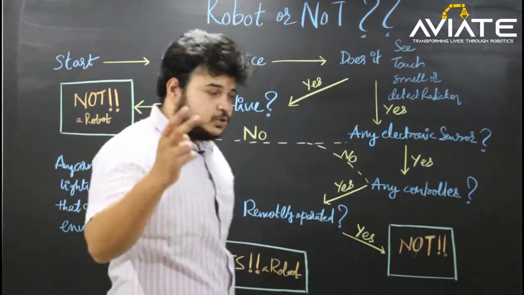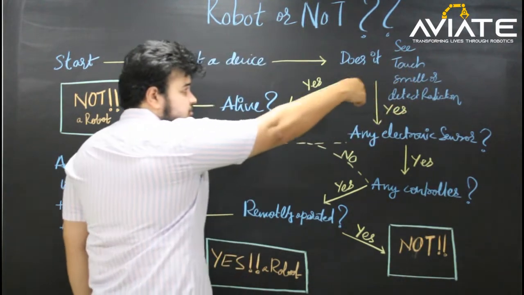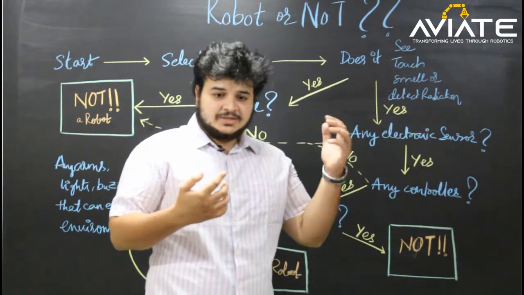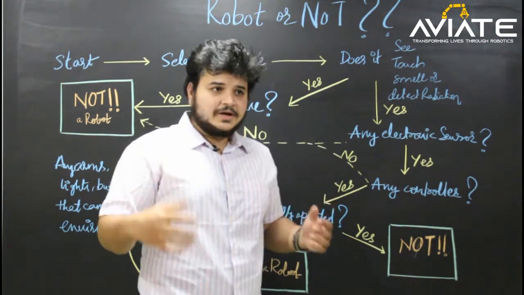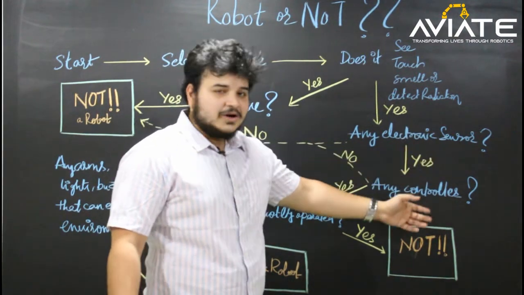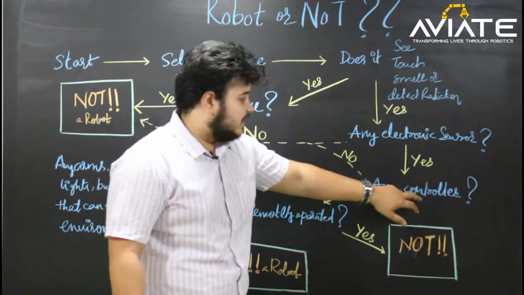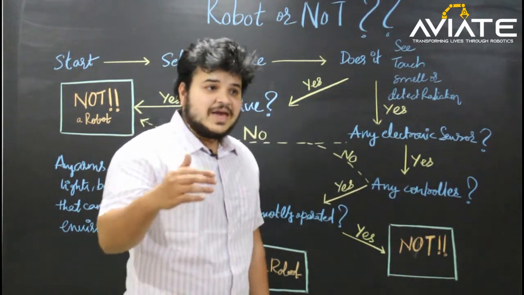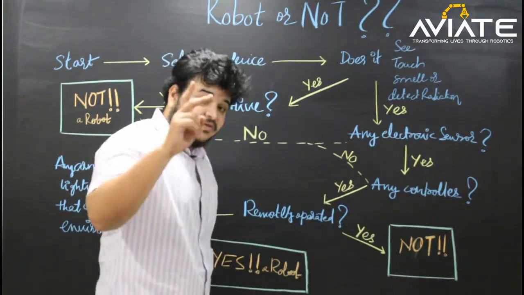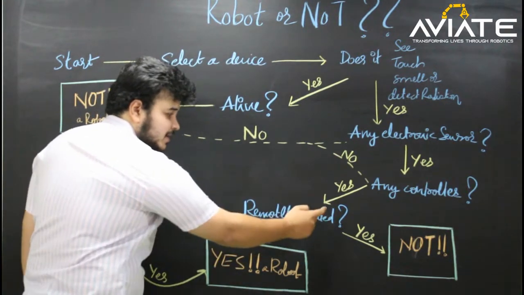So you need to check two things. I'm repeating again. If it is able to sense, or touch, or smell, or detect the gases around it, we have to check whether it is having an electronic sensor or not. If it is not having an electronic sensor, then it's not a robot. And if it is having an electronic sensor, the next thing we need to check is if it is having a controller on it. And if there is a controller on it, we need to check the very important step, is it remotely operated?